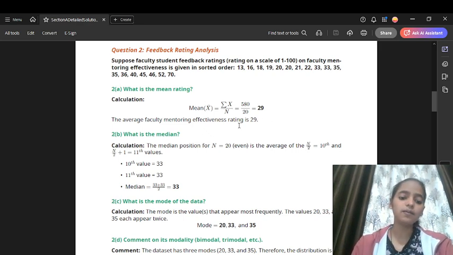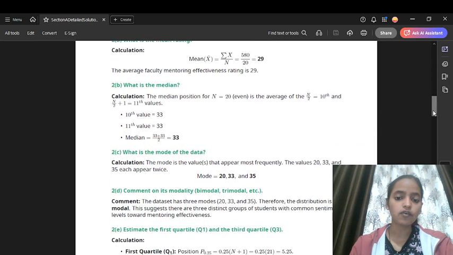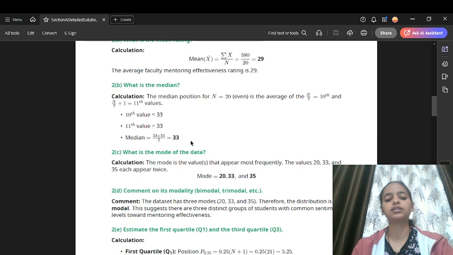Now what is the median? For the median, we have to calculate the median position for n equal to 20. For even n, it is the average of the n by 2, the 10th, and the n by 2 plus 1, the 11th value. The 10th value is 33 as well as the 11th value is 33. Median equals 33 plus 33 by 2, which is 33.